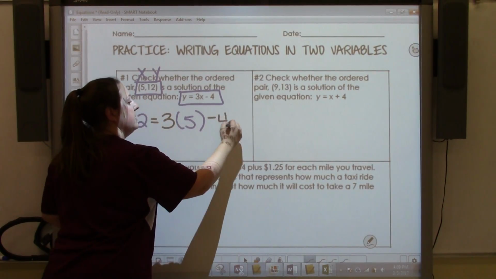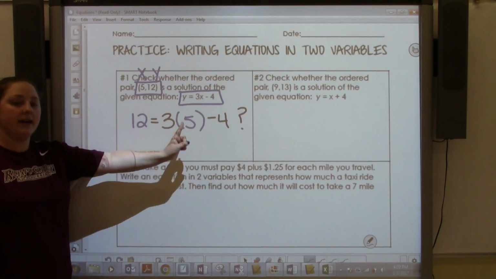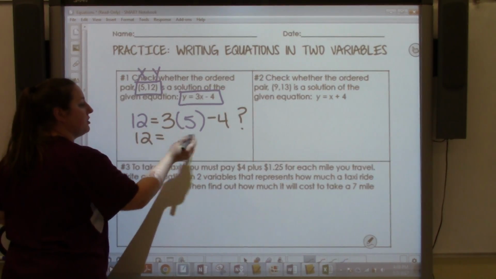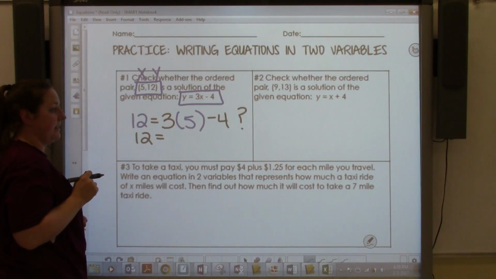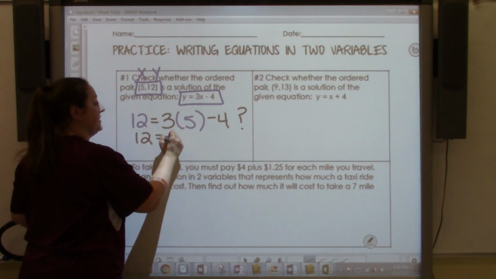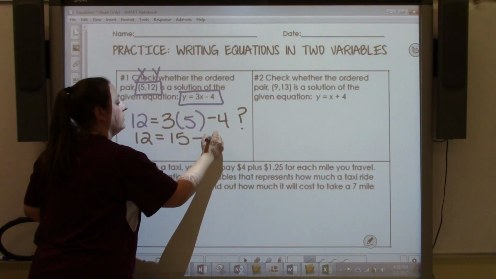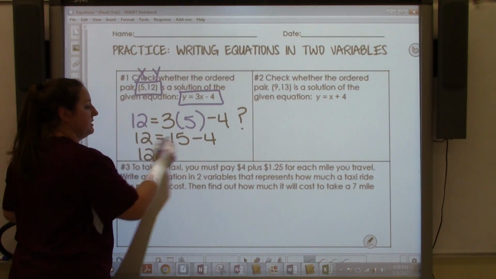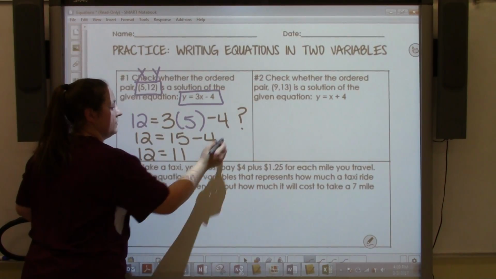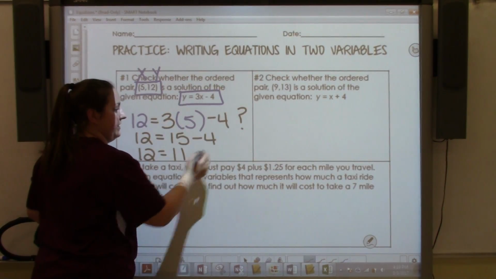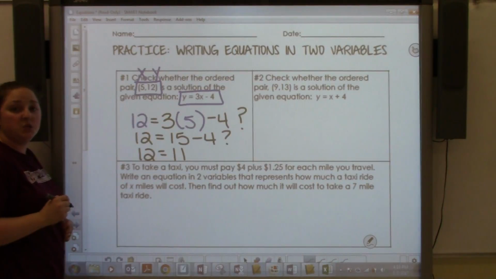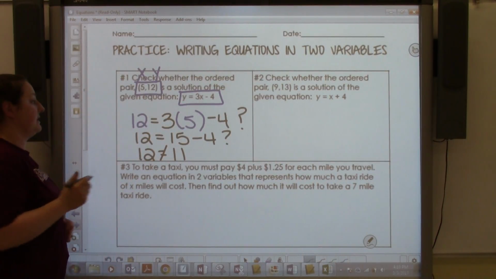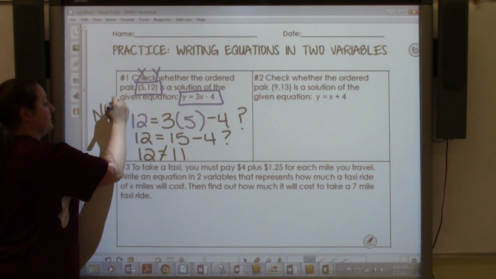We want to know, is 12 equal to 3 times 5 minus 4? So the 12 stays the same, and we need to use our order of operations on the right-hand side. First we multiply, so we get 15 minus 4. 12 is equal to 15 minus 4. Well, that gives us 11. So do you think 12 is equal to 11? Nope, that doesn't make a whole lot of sense. So this is not a solution.